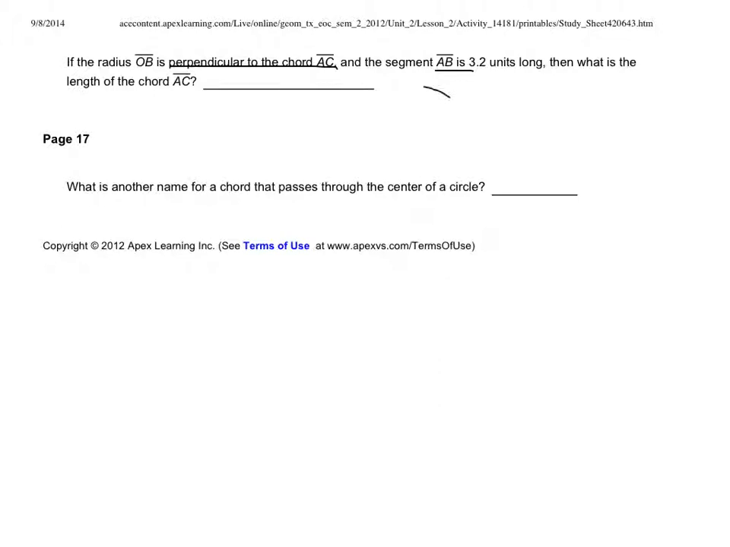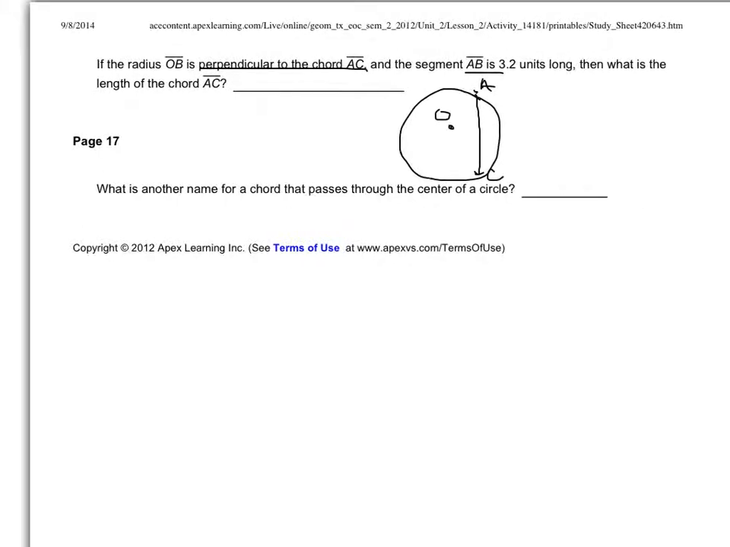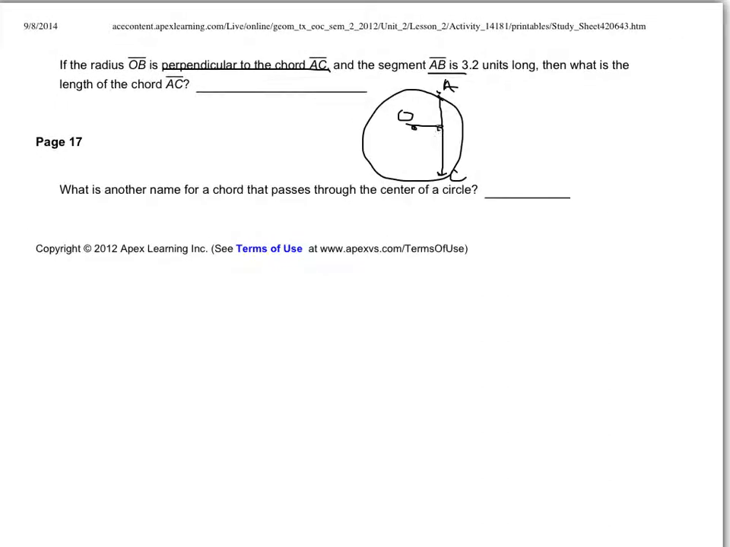So again, we have a circle with a center at O, and we have a chord AC, and it tells us that OB is perpendicular. And we know that AB, this piece from here to here, is 3.2, so it asks us how long is AC. Well, remember, if it's perpendicular, it bisects it, so if the top part's 3.2, the bottom part is 3.2, and then the whole thing would be 3.2 plus 3.2, which would be 6.4.